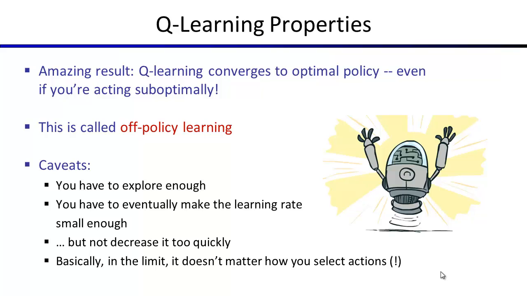There's fine print, right? You're not going to learn unless you explore enough. You're not going to be able to learn about states and actions you don't take. You got to make the learning rate small enough, but not too small. But if you get all the fine print right, in the limit, you can select actions completely at random and you will learn the optimal policy. Okay, you don't want to select actions at random in the process of learning the optimal policy.